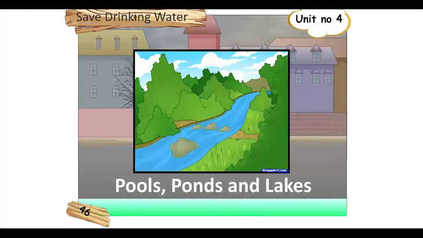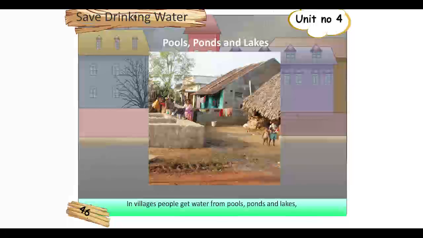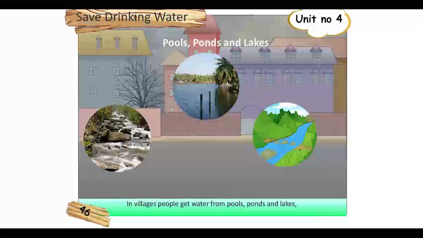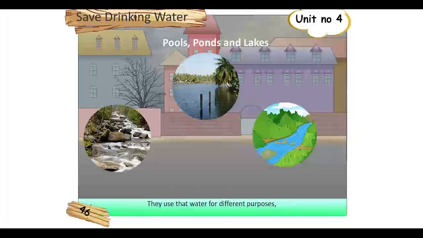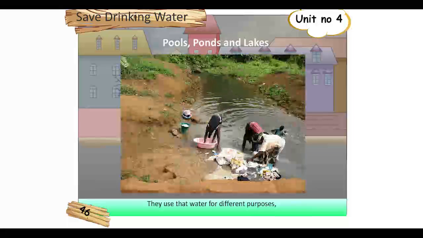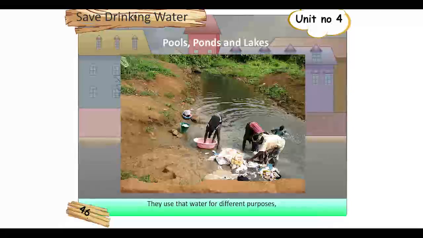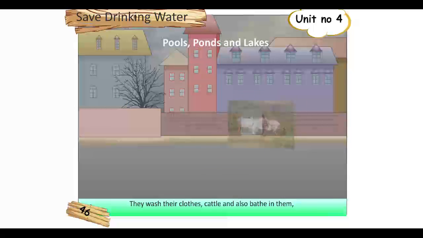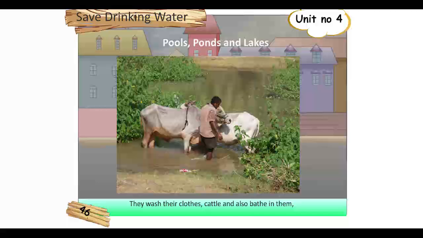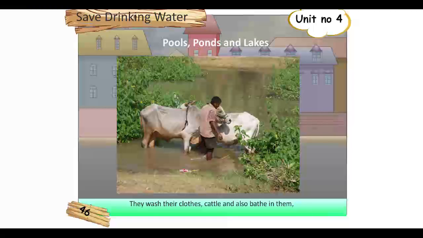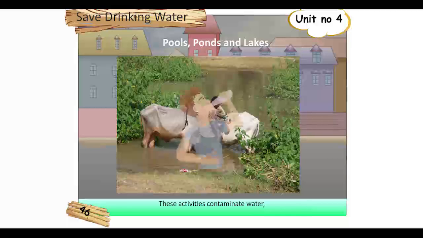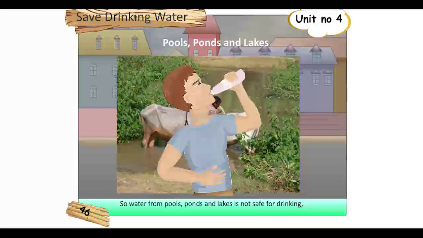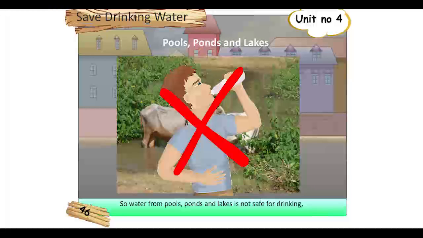Pools, ponds and lakes. In villages, people get water from pools, ponds and lakes. They use that water for different purposes. They wash their clothes, cattle and also bathe in them. These activities contaminate water. So, water from pools, ponds and lakes is not safe for drinking.